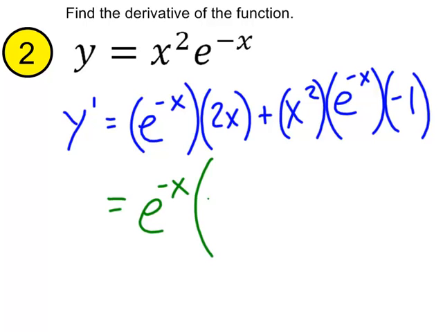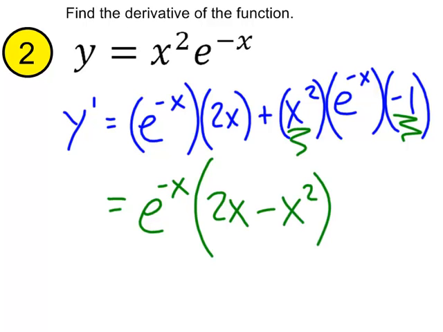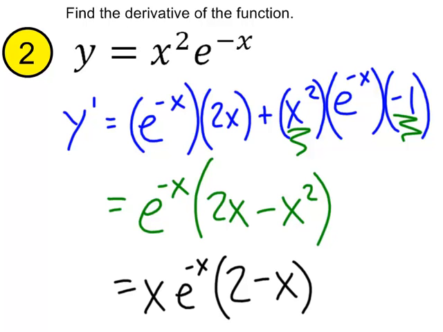And when you factor that out, we get 2x inside the big parentheses. And then due to this negative 1, we'll get a minus x squared. And we also notice that there's more that we can factor out from this expression. Let's bring an x out as well, and I'm going to put that in front of the e to the negative x. Now that leaves us with 2 minus x inside the parentheses. And that is about as much as we're going to be able to do with that derivative.